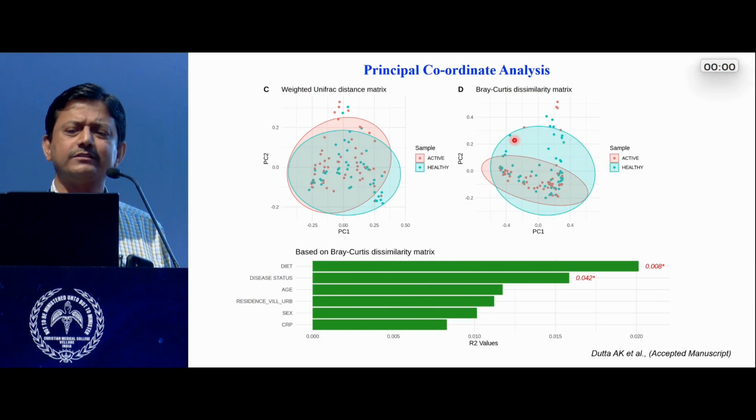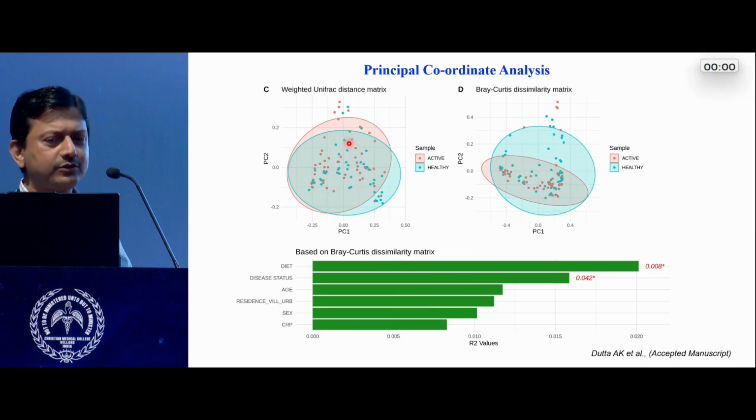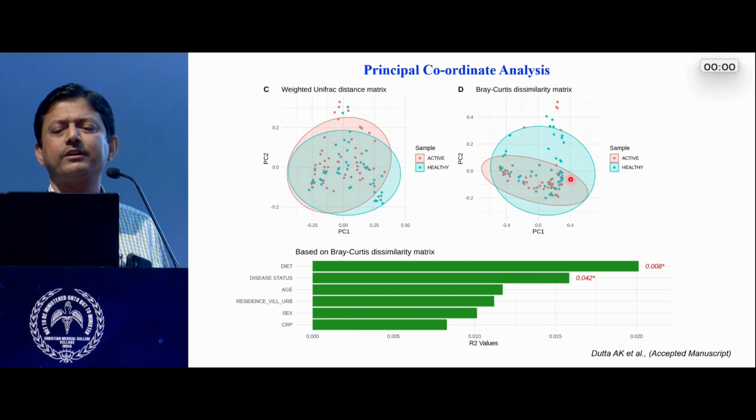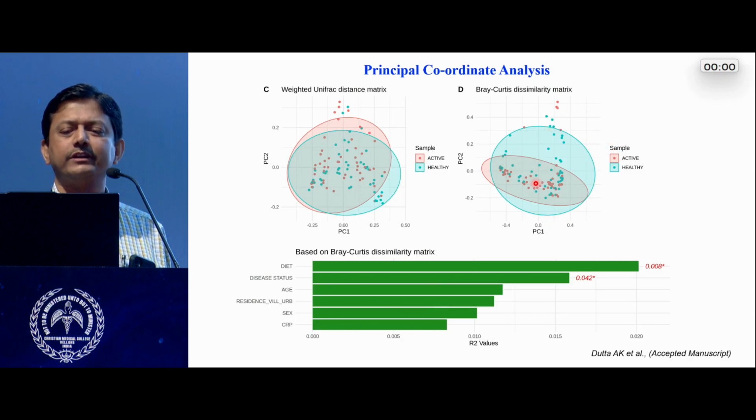Apart from that, you also have these circles which are drawn. Now if these circles or curves drawn around the dots are overlapping, as you can see in this one, then there is no visible difference in diversity. But if you look at this breaker test plot, there is a differential clustering of one group compared to the other group. So here the beta diversity shows there is a difference in diversity.